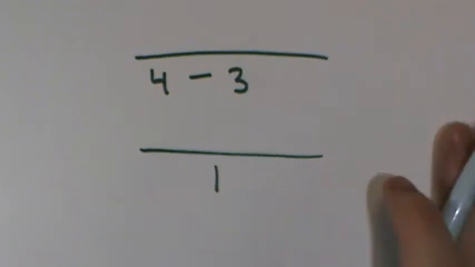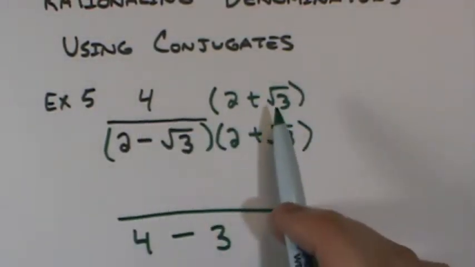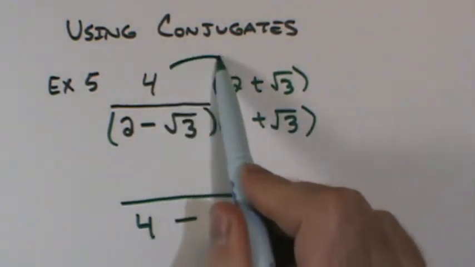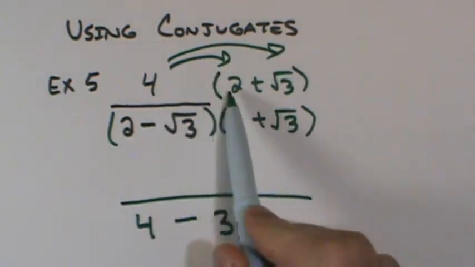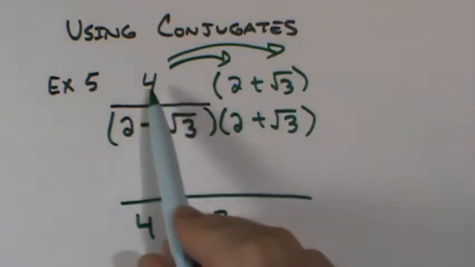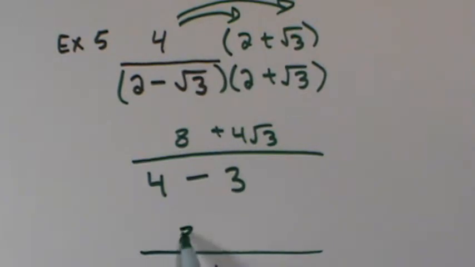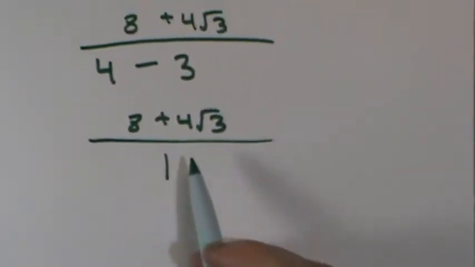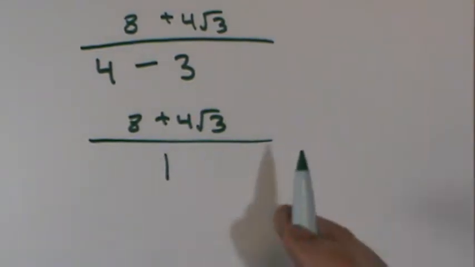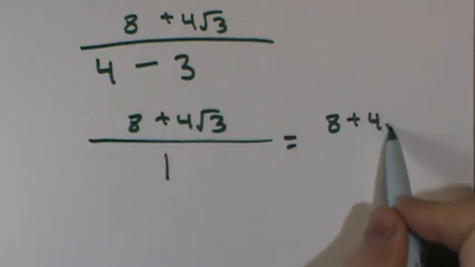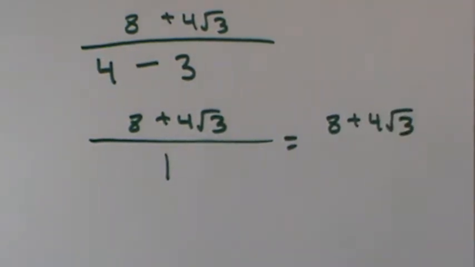So it means I won't have an opportunity to cancel with anything that's up here because 1 goes into everything. So I'll go ahead and distribute this 4 across these two terms. 4 times 2 is 8. 4 times rad 3 would be 4 radical 3. And an equivalent form to this, I really don't need to say it's over 1. This is equivalent to just saying 8 plus 4 radical 3. If you want to have the 1 there, it's fine, but you don't need it.